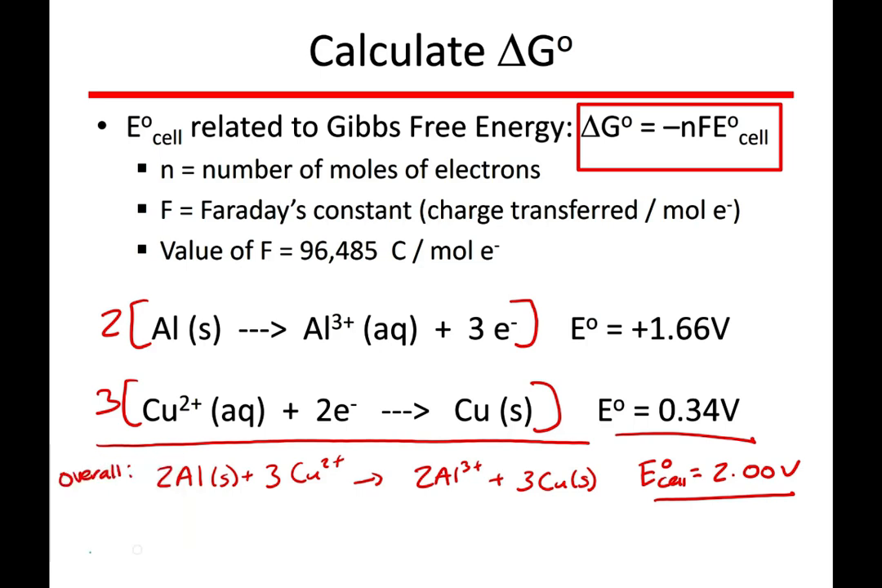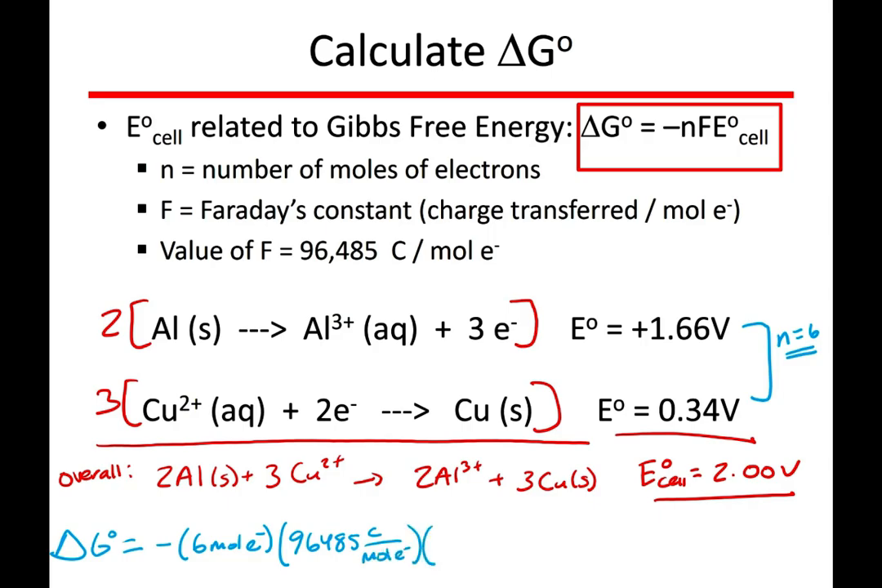So delta G standard is equal to negative n. n refers to the number of moles of electrons that have been transferred here, and that will again correspond to the coefficient of e-. The coefficient of e- here is going to be 6, and so n is equal to 6. 6 moles of electrons are being transferred. So 6 moles of electrons times Faraday's constant, 96,485 coulombs per mole of electrons, times the standard cell potential, which is 2 volts.